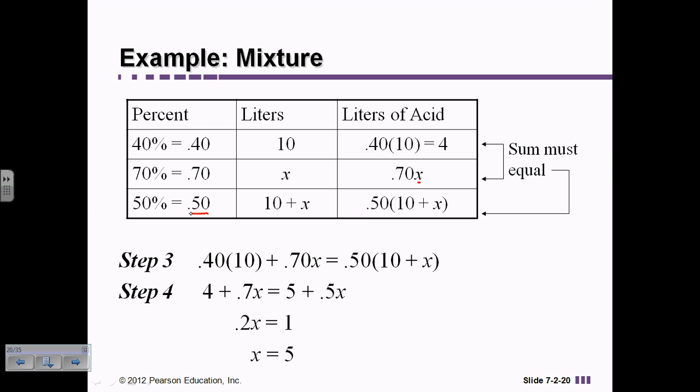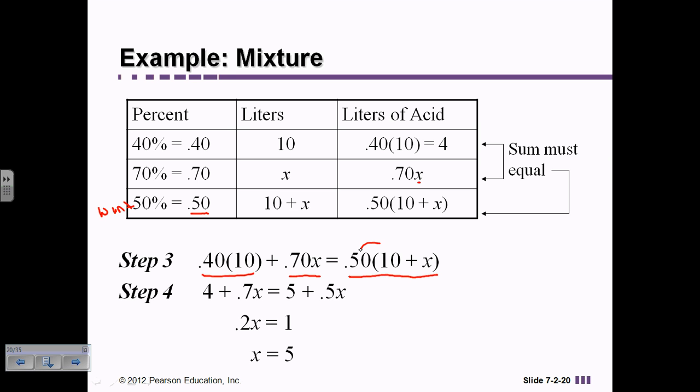0.50 is what I want. This is what I want to get. And I have 10 plus X liters, so I end up with this formula. Now I want these two pieces to be balanced. It's a balanced equation. So 0.40 times 10 plus 0.70 times X equals 0.5 times (10 plus X).